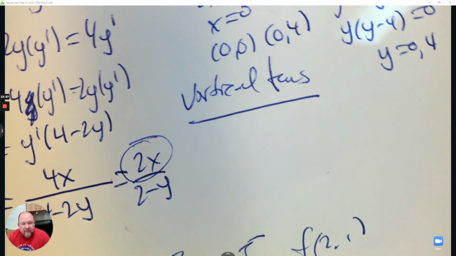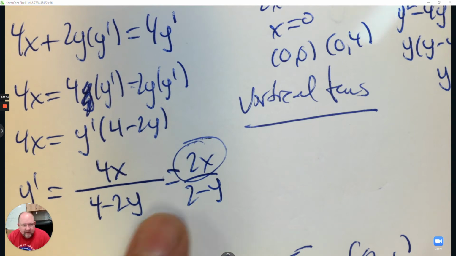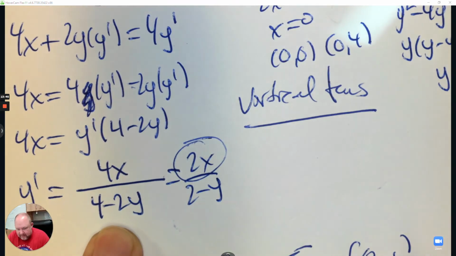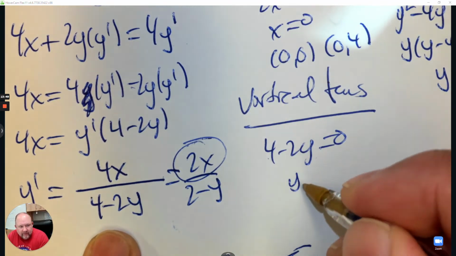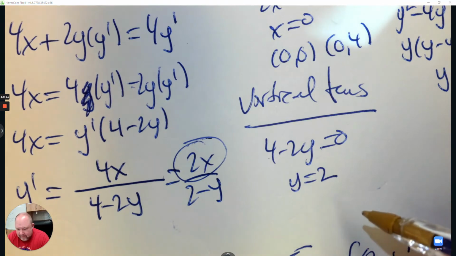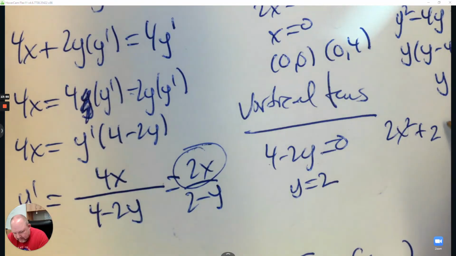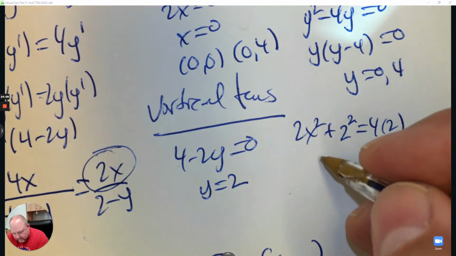For vertical tangents, it's the denominator. It's what makes it undefined. So a vertical line, the slope is undefined. That's the denominator equal to 0. That makes it undefined. So when I solve this, y is equal to positive 2. And then I go back into the equation to solve for x. So I plug in positive 2 for y, and then I solve it.